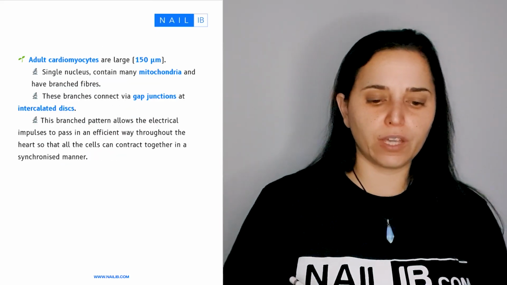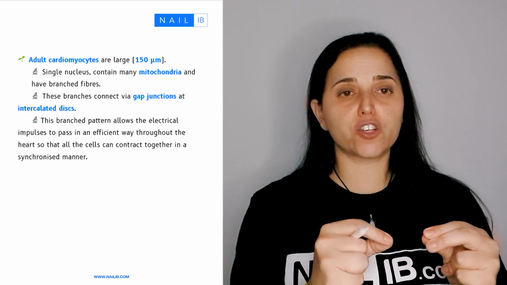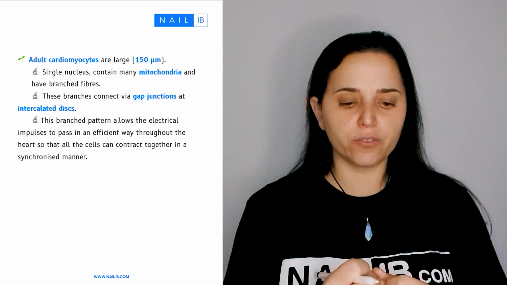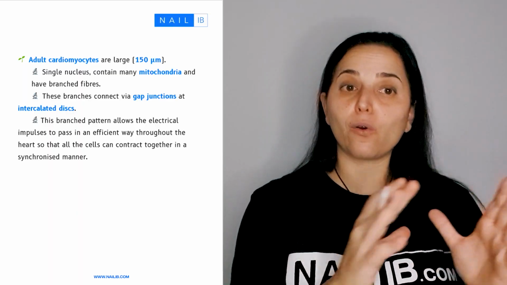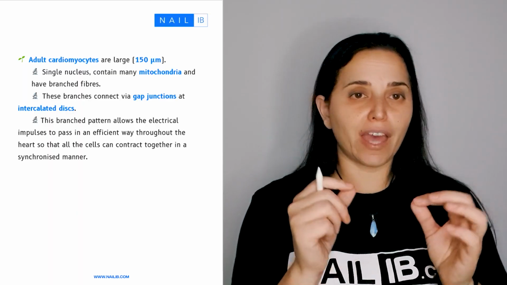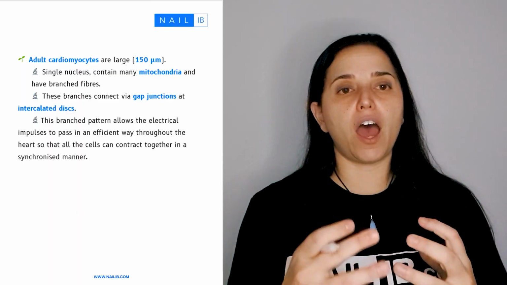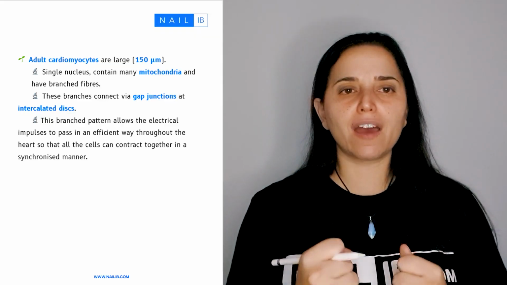Now, when it comes to the adult cardiomyocytes, when I say cardio, we mean heart. Myocytes, of course, cells. They are large. They are 150 micrometers, compared to other cells, right? They only have a single nucleus, and they have a lot of mitochondria. Why would you think that they have a lot of mitochondria?